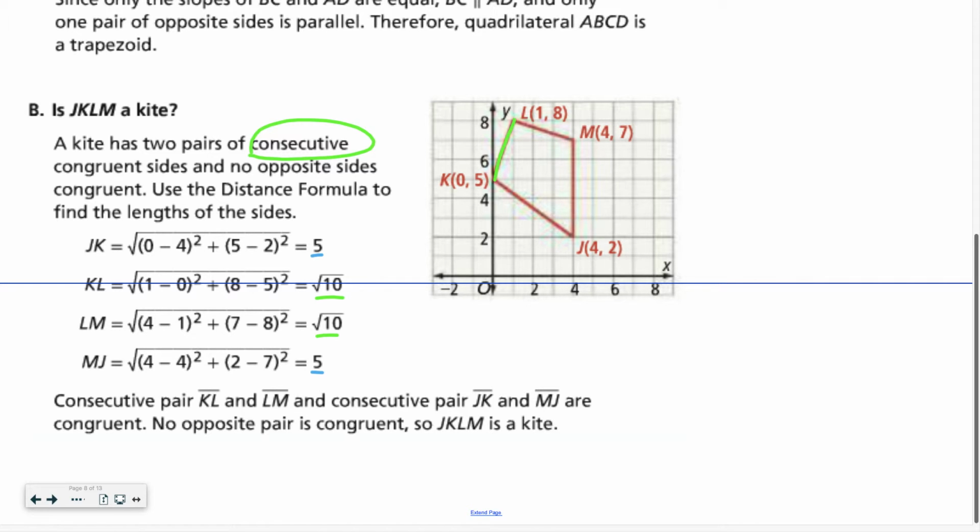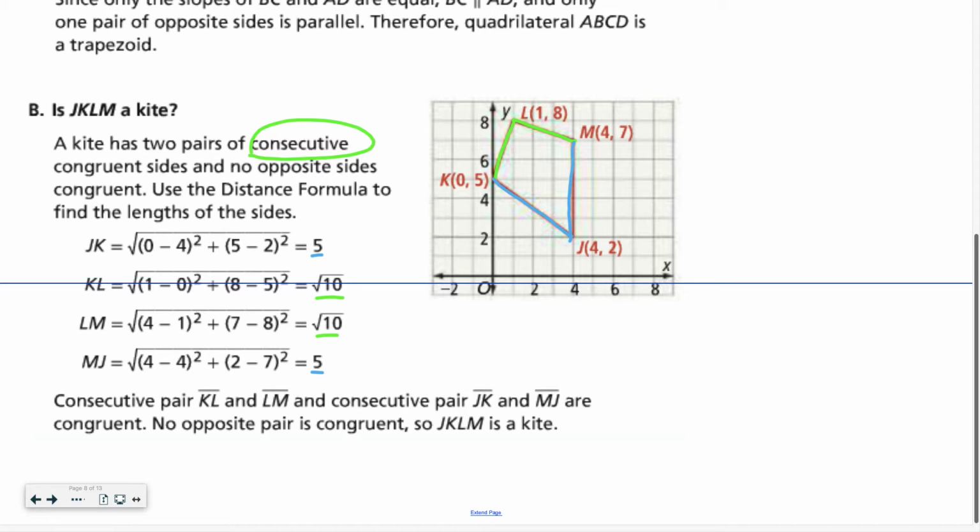So KL needs to be congruent to LM. And it is. They're both the square root of 10. And same thing goes for KJ and MJ. Both need to be congruent as well. And since they are, that means that we have a kite.